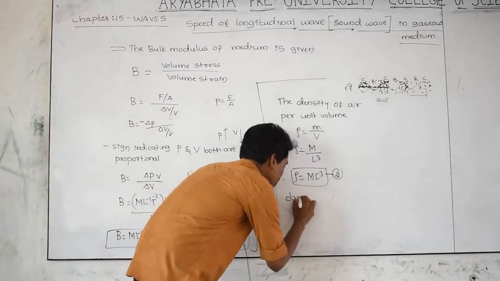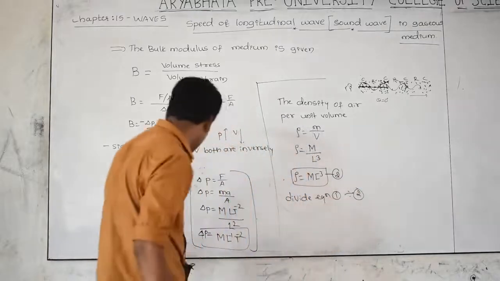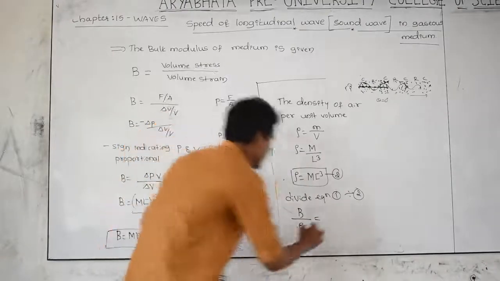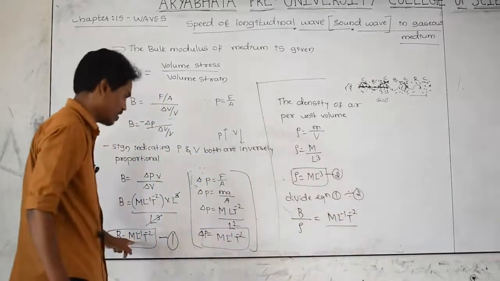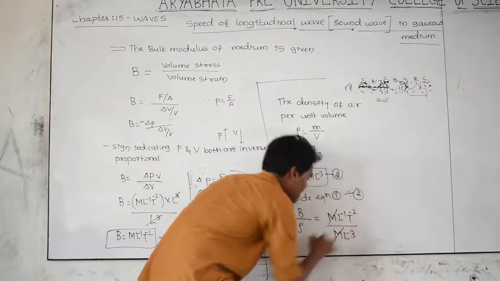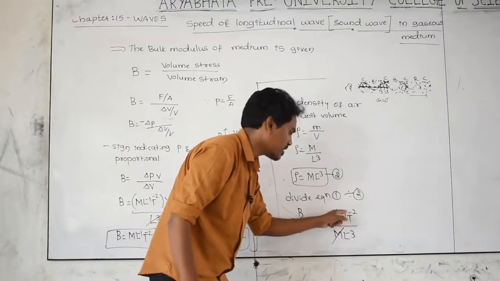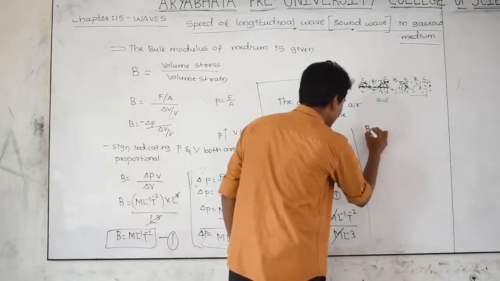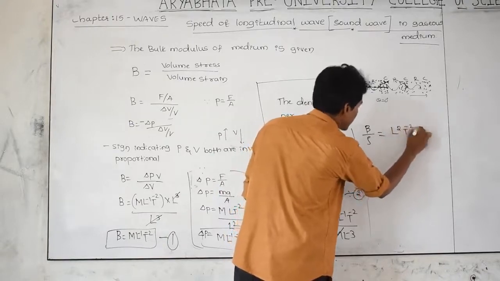Divide equation 1 by 2. Then 1 is B, bulk modulus, divided by 2 which is rho. This is equal to M L raised to minus 1, T raised to minus 2. And next, what is rho? M L raised to minus 3, M getting cancelled. And minus 3 goes to the numerator, minus 3 becomes plus 3, minus 1, so B by rho is equal to L square T raised to minus 2.